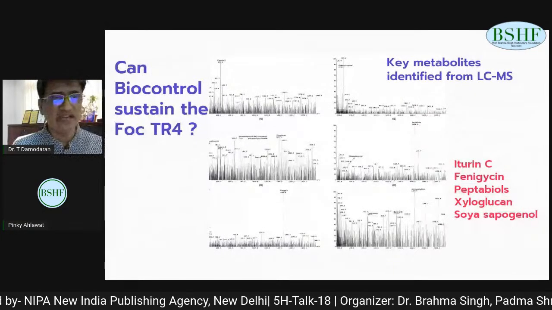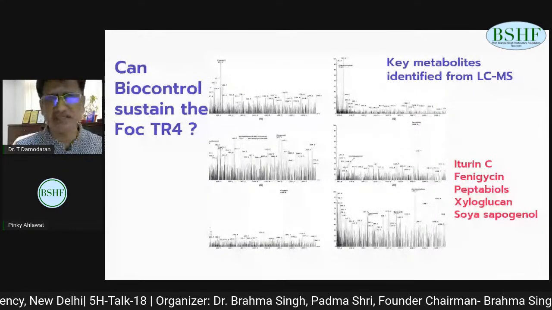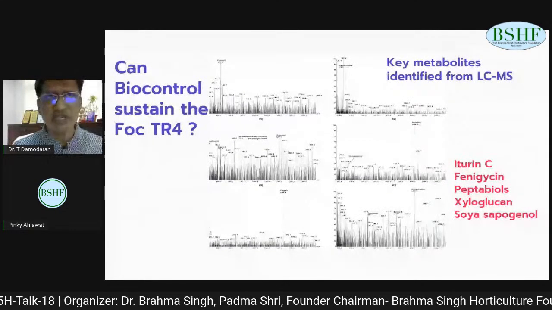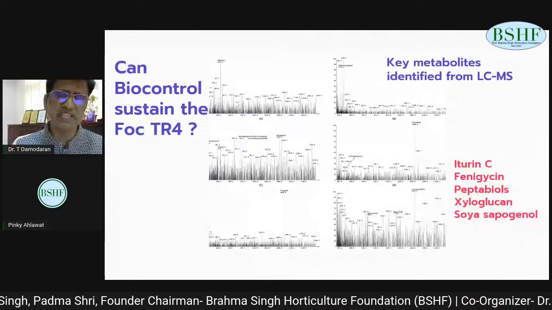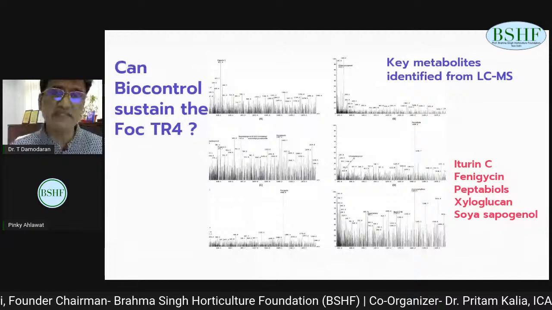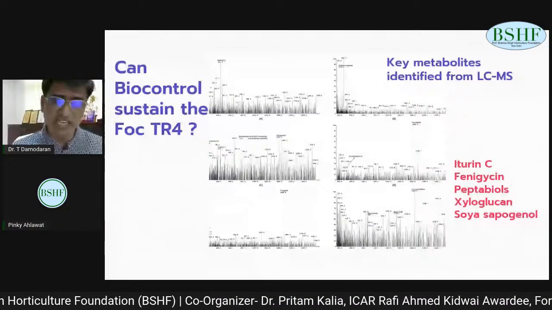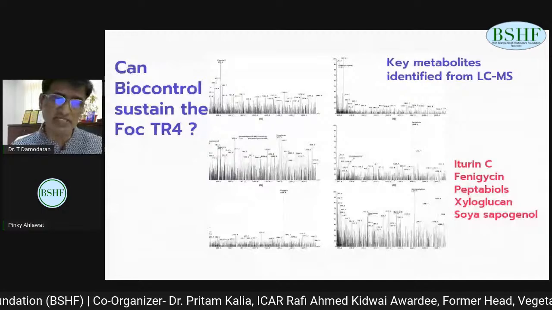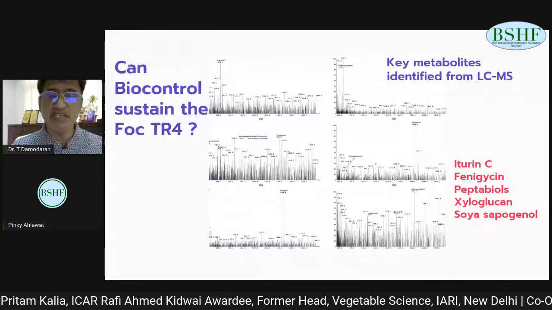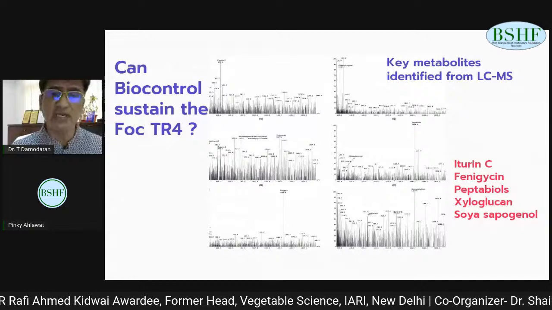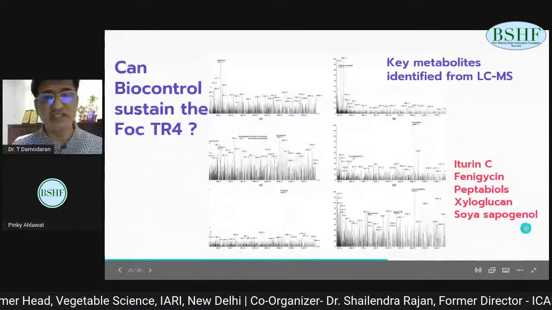So we started deciphering what exactly is happening by application of this Fusicon into the plant system, how it is attributing tolerance: plant, microbe, and fungi, that is the pathogen. All the 3, we started studying the interaction. We started deciphering the metabolic profiles through LCMS and GCMS studies. Key metabolites we identified are very unique to Trichoderma asperellum, and also in the plants which have been drenched with this Trichoderma, we could come out with unique lipopeptides and antifungal compounds, that is iturin C, phenazine, and peptaibols.